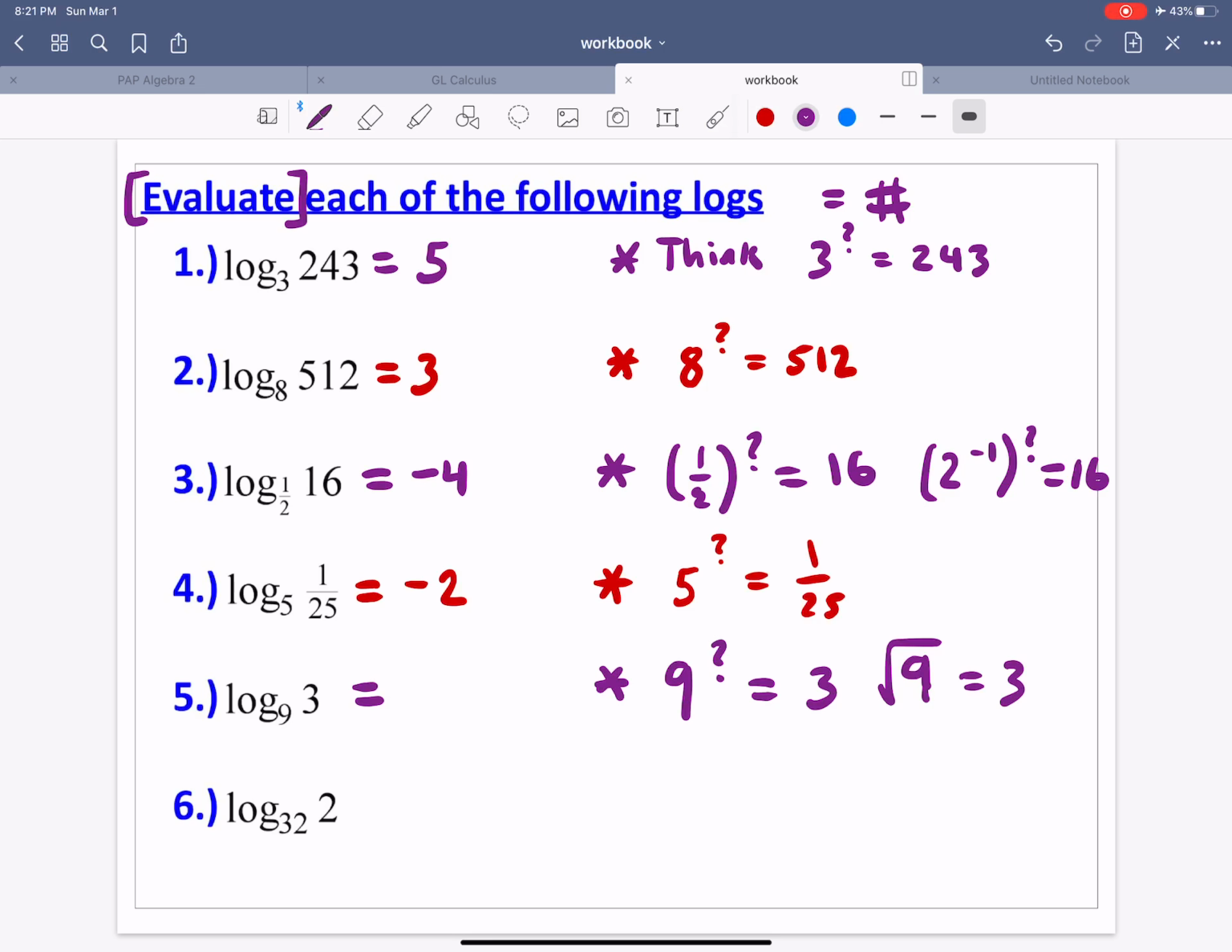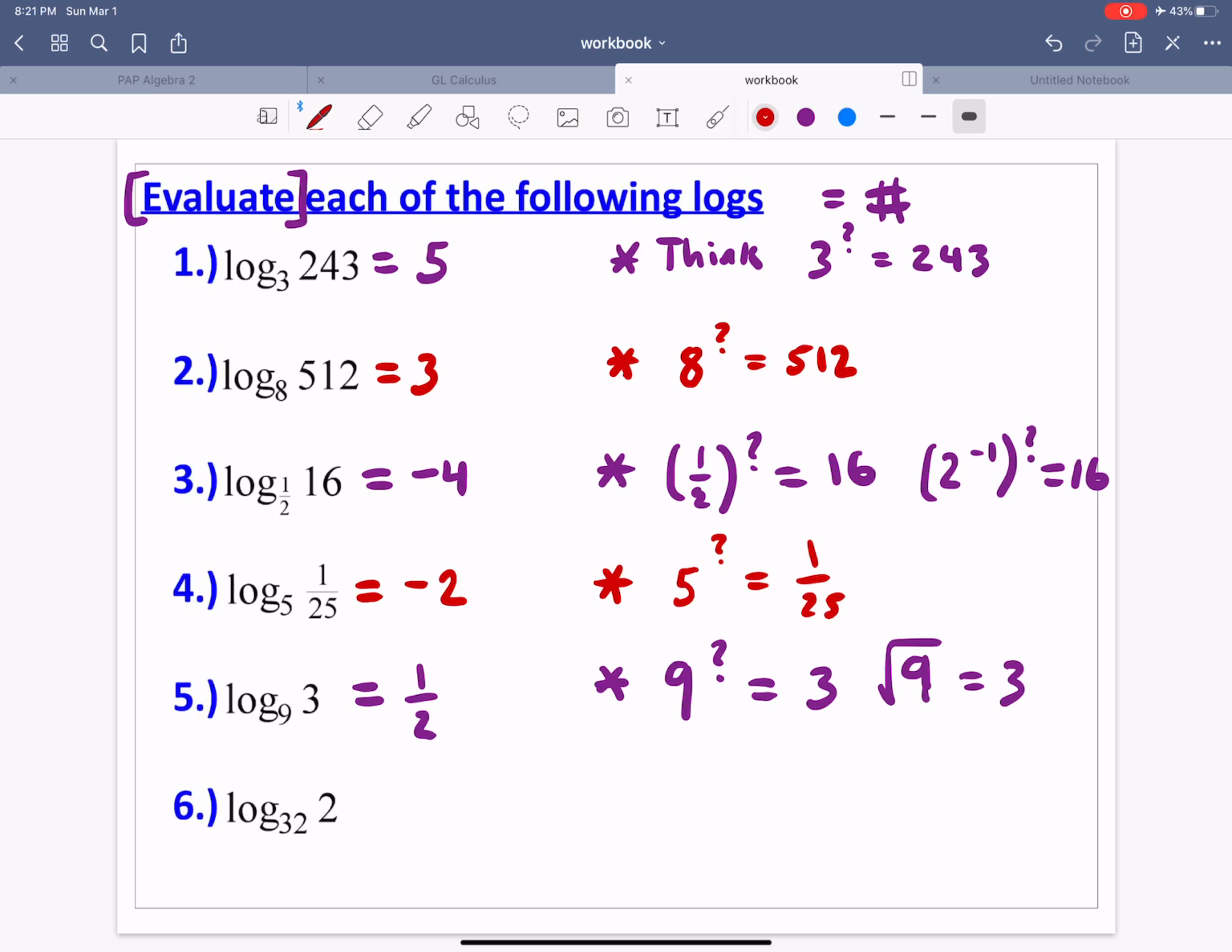But we have to remember from our last unit, what exponent do we use if we want to represent the square root? Some of you probably remember this, others of you might not. But remember rational exponents. The rational exponent we use for square root is 1/2. So 9 to the 1/2 power equals 3. Again, remember, square root and 1/2 power are the exact same operation.